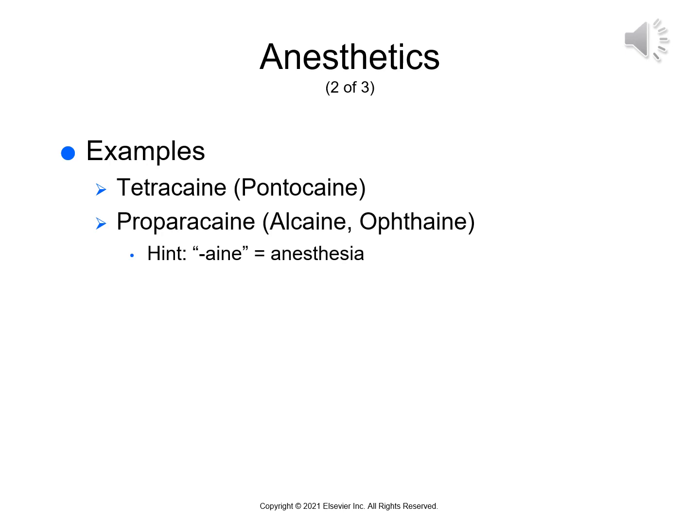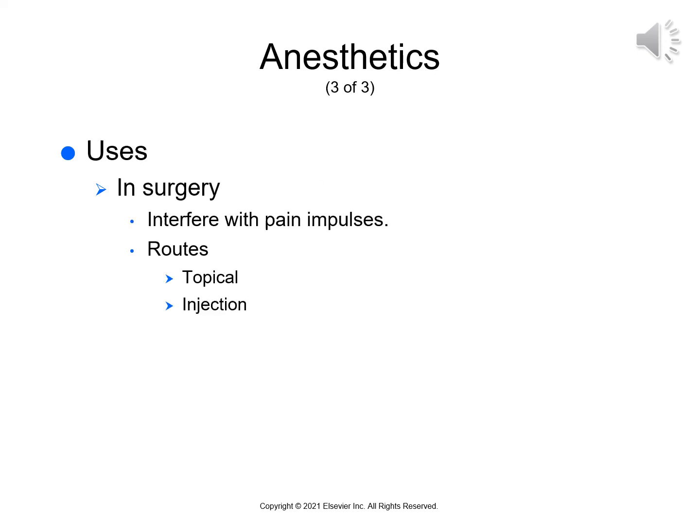Most ophthalmic surgical procedures require a topical and injected anesthetic agent. Two common options, again, are tetracaine hydrochloride and proparacaine hydrochloride. Both are available in a 0.5% ophthalmic solution. Okay, the surgical applications of these agents are clear. They interfere with pain impulses, either topically or by injection.